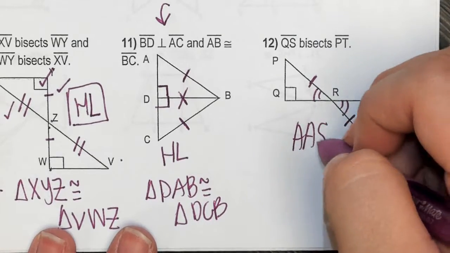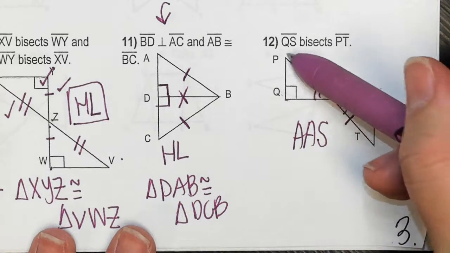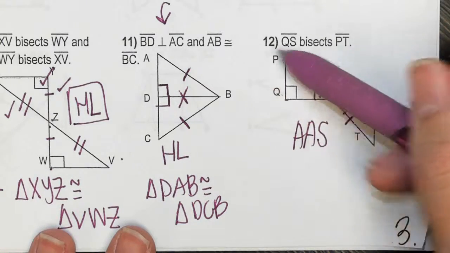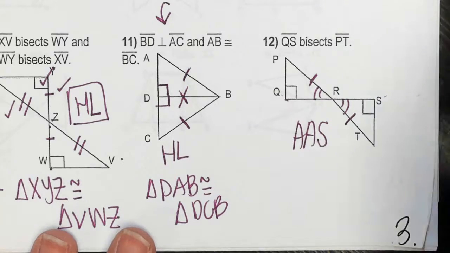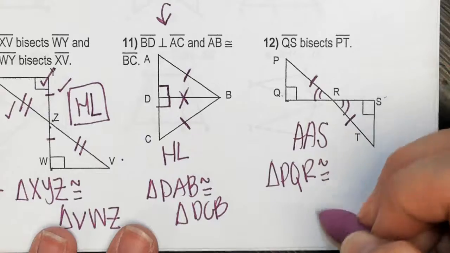Wait, how did you get PR and RT? Because QS bisects this segment. QS bisects PT. So PQR is congruent to TSR.